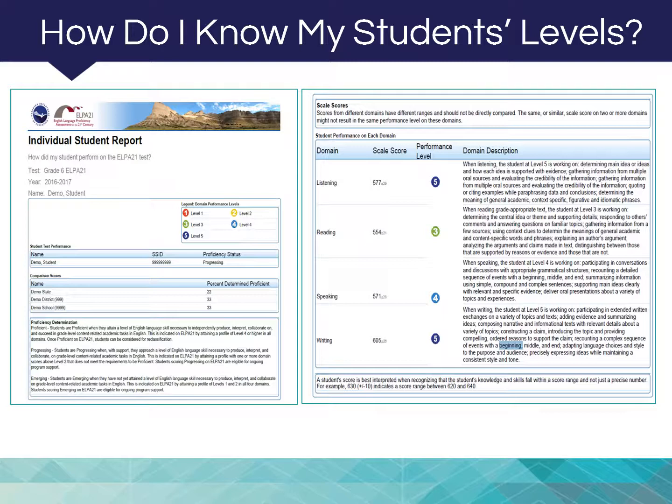You may even have classroom assessments that you can use to determine your students' levels. If you are unable to obtain assessment results, again, look at the descriptions of English language proficiency to best determine a general level for your students.